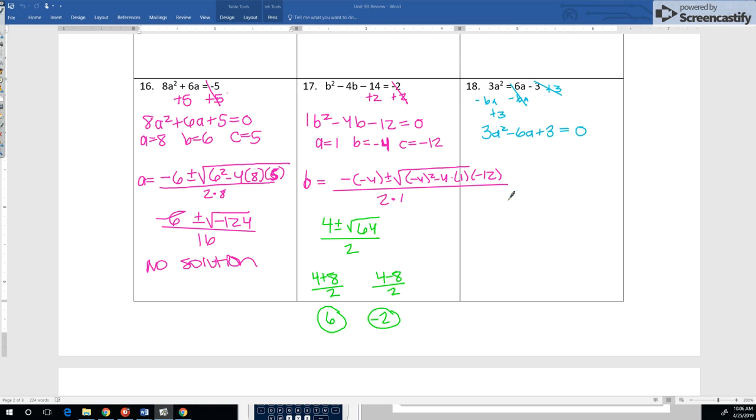So to fill in my formula, I have the variable a again. So a is equal to the opposite of b. Oh, I didn't do this. A is 3, b is negative 6, and c is also 3. Okay, so the opposite, and it's already negative 6. Plus or minus the square root. Don't forget your parentheses around your b. Minus 4ac all over 2a.